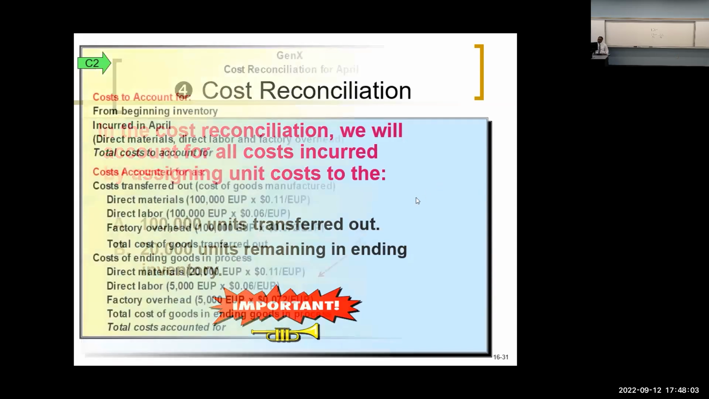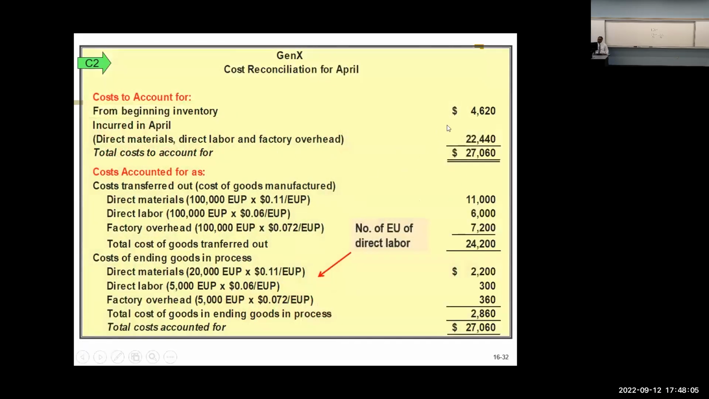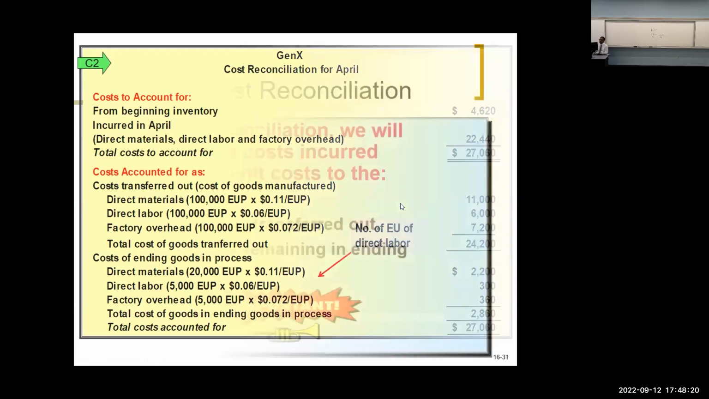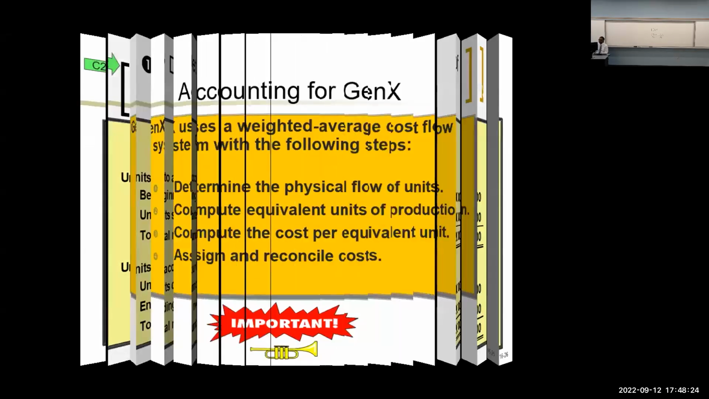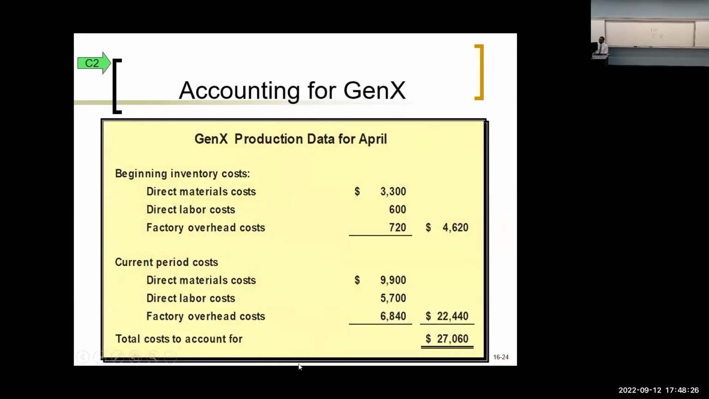So what you're doing here, take the beginning inventory, $4,620, plus what's incurred, $22,440, and that gives you $27,060. How did we get this? Remember, I said, remember this number. $27,060. So that's where we got it from.